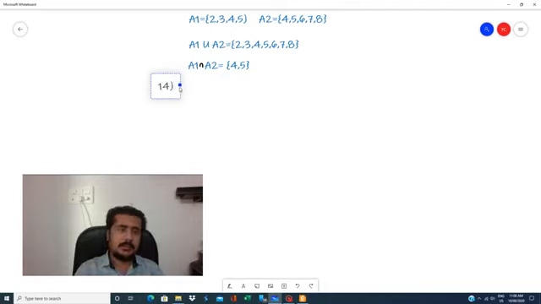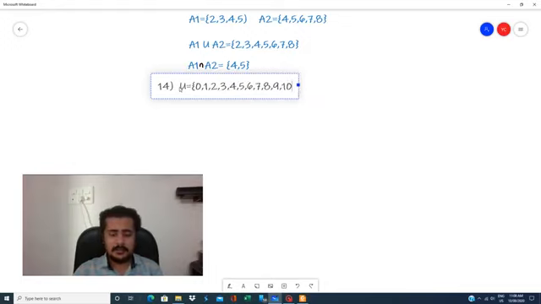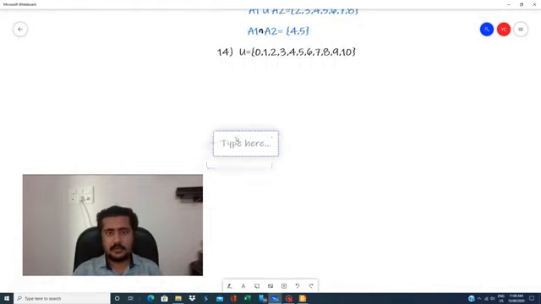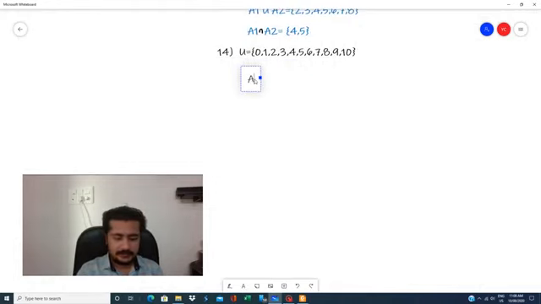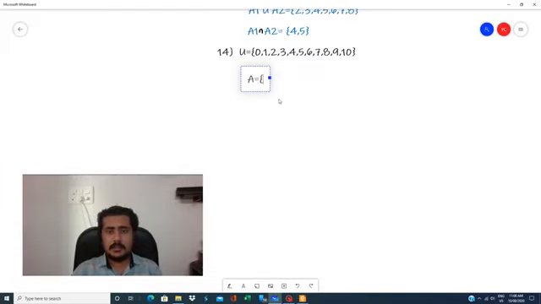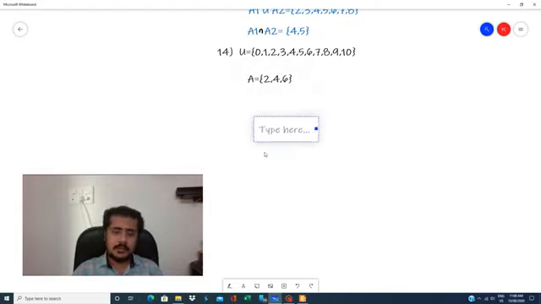Let me start with sum number 14. U is equal to, now what is U? It is 0, 1, 2, 3, 4, 5, 6, 7, 8, 9, 10. This is the U. Then what is A? A is 2, 4, and 6. Now the question is to find A dash.